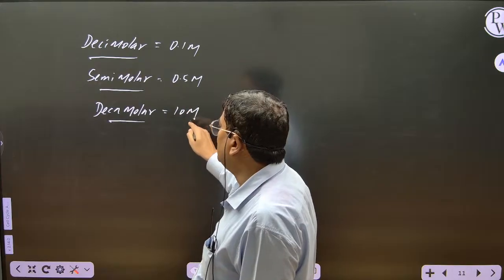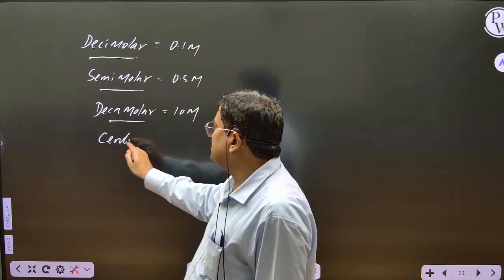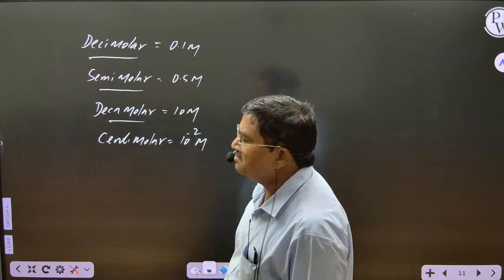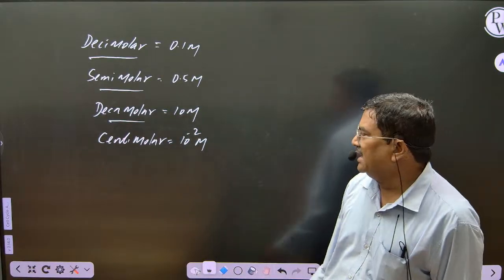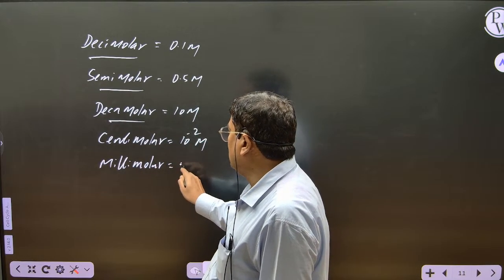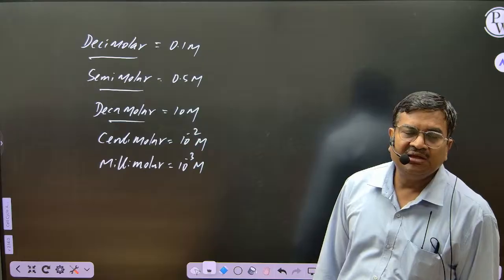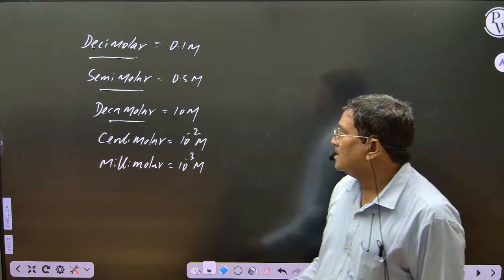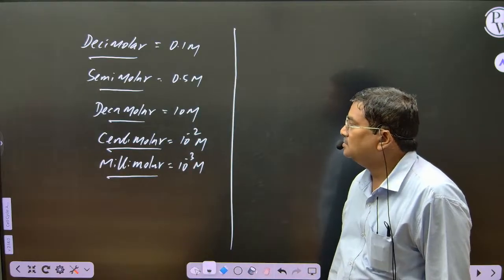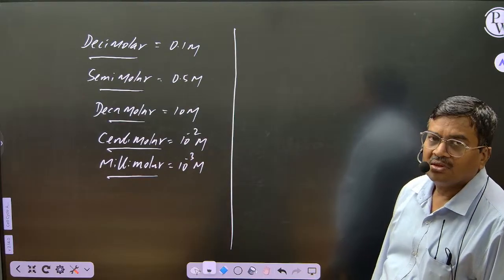You have to know decamolar. Centimolar: what is centi? 1 by 100, that is 10 power minus 2 molar. Millimolar: milli, you know, no? 10 power minus 3. So these terms you have to keep in mind from the exam point of view. They use this terminology: deci, centi, milli, deca. Copy this. Understood? Write one question.